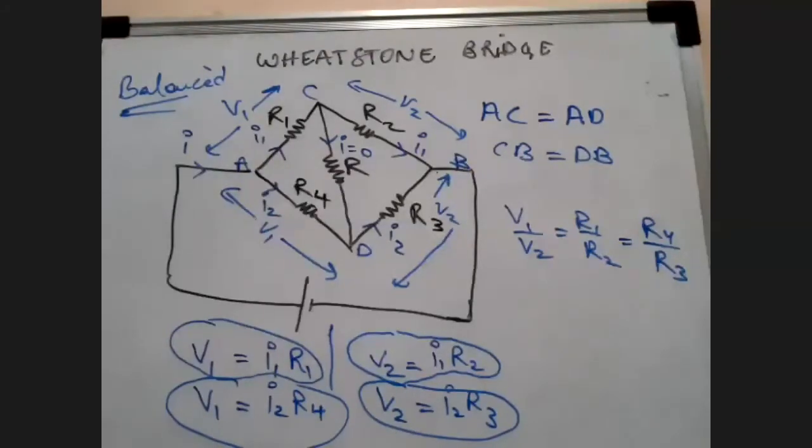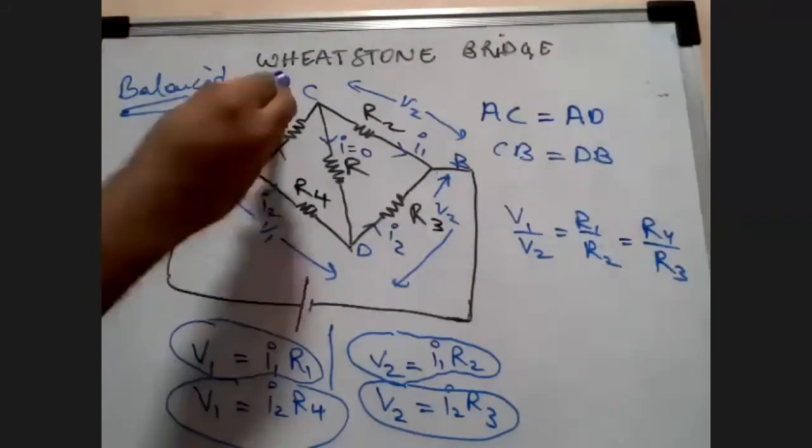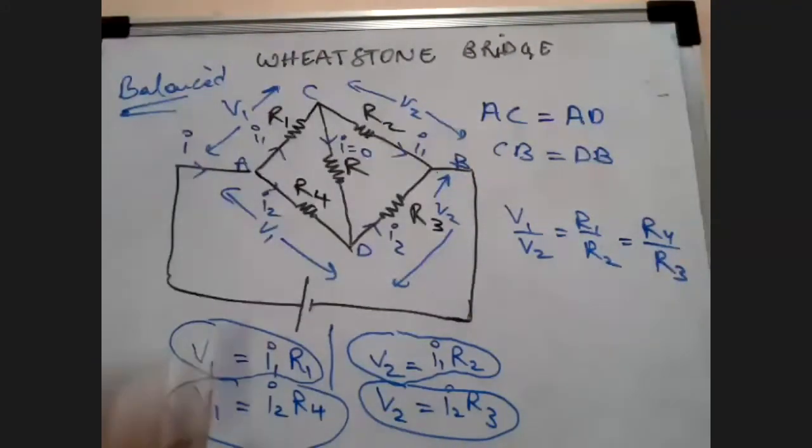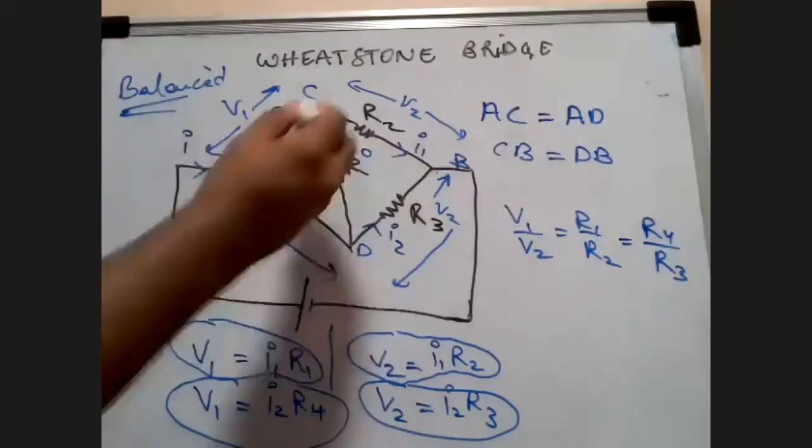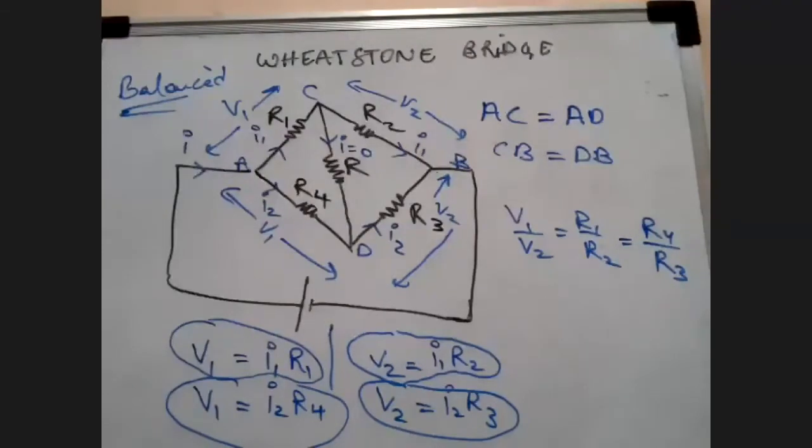Whenever we go and buy something for a kg or 2 kg, they balance it against a stone or an equivalent weight. Similarly, the potential here is balanced with this potential here, making this an insignificant resistor, because the current through it is 0.